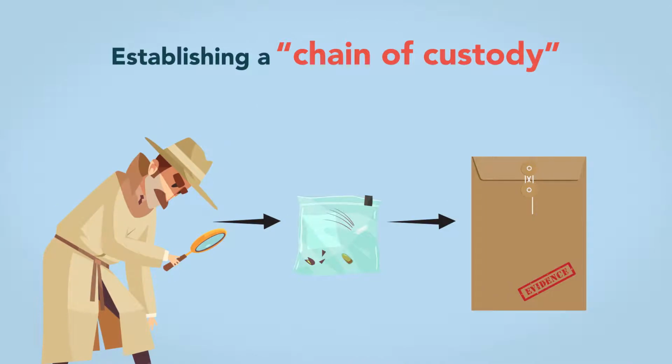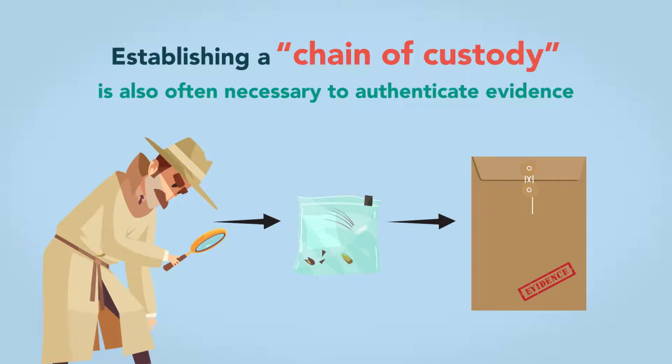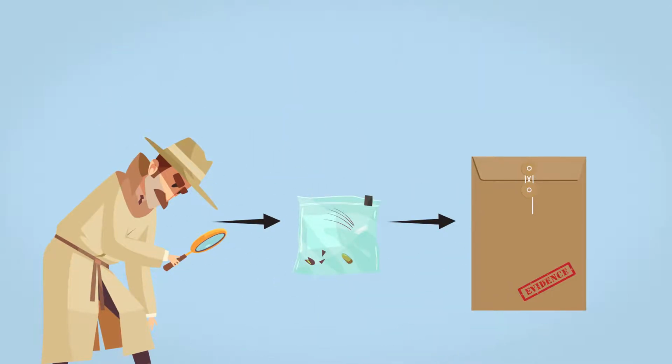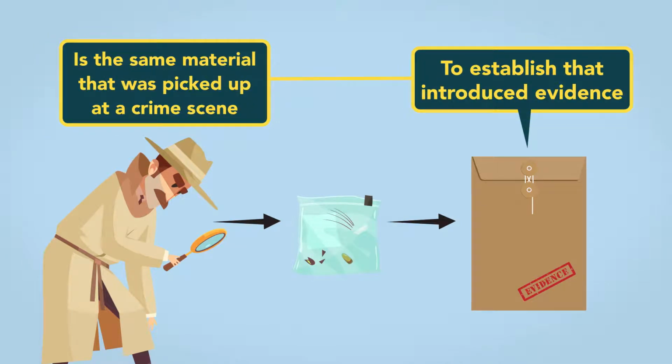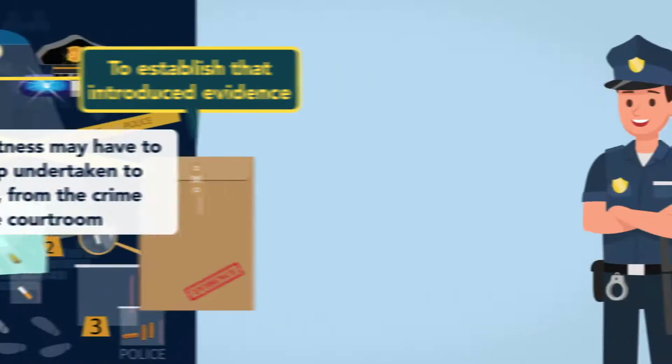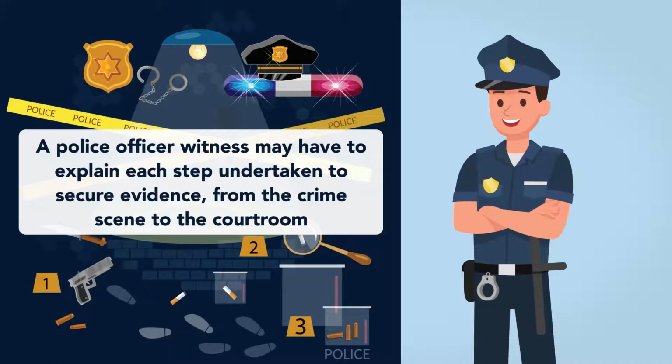Establishing a chain of custody is also often necessary to authenticate evidence. This is often applicable to criminal prosecutions to establish that introduced evidence is the same material that was picked up at the crime scene. For example, a police officer witness may have to explain each step undertaken to secure evidence, from the crime scene to the courtroom.